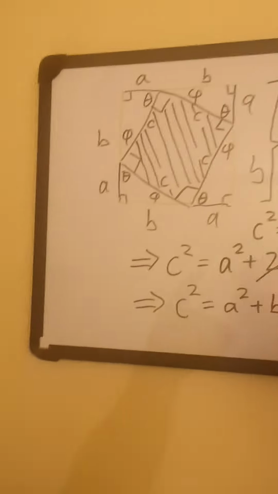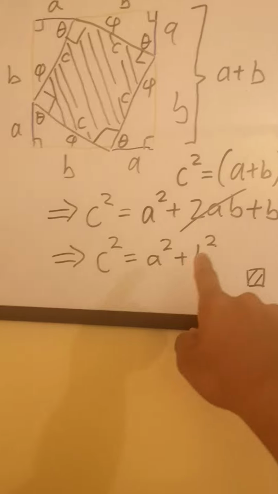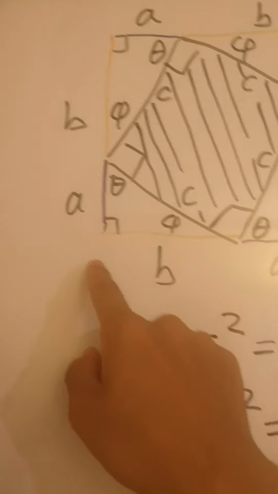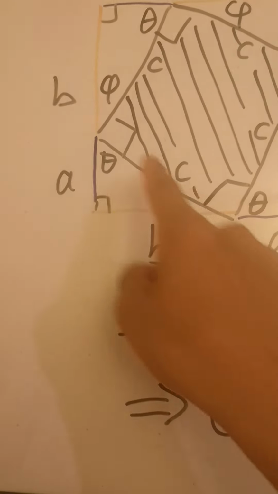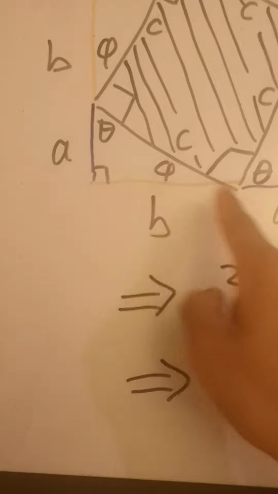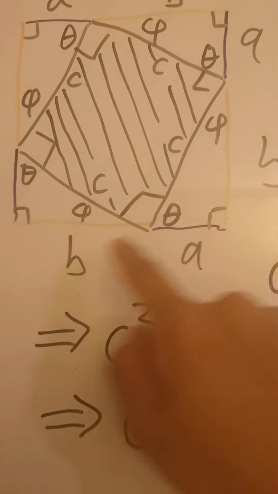Here is a quick visual proof of the Pythagorean theorem, and why a squared plus b squared is equal to c squared. First, I draw a right triangle with side lengths a and b, and the hypotenuse is c. And then I duplicate it, and then I rearrange these.